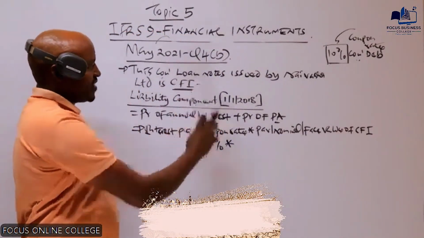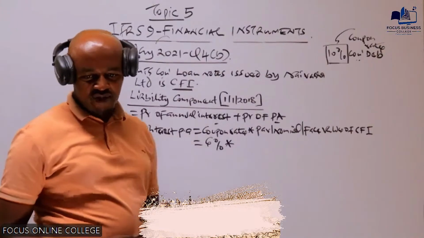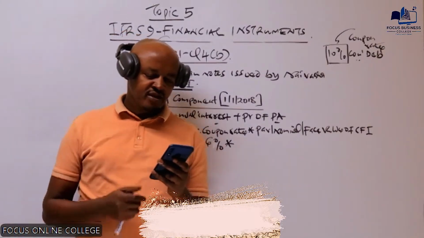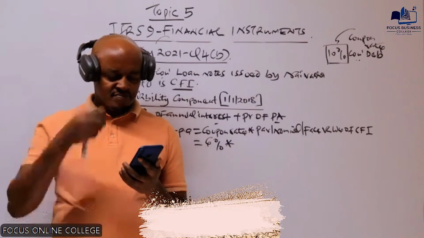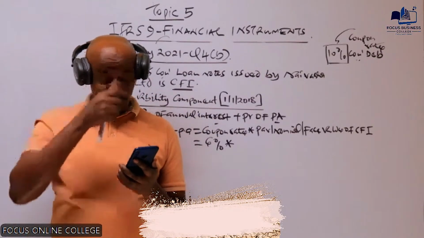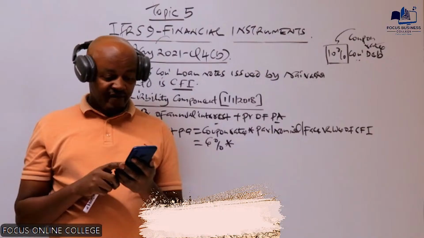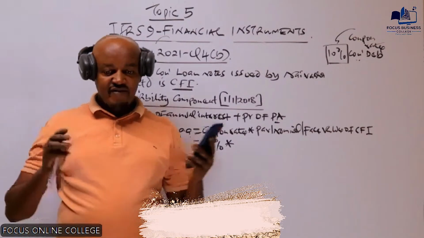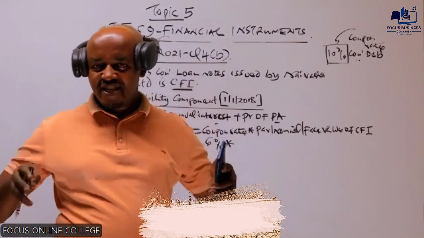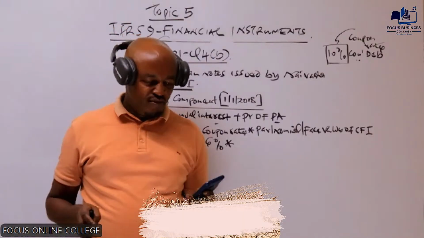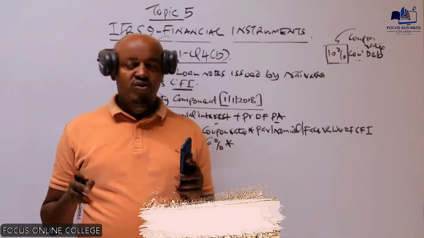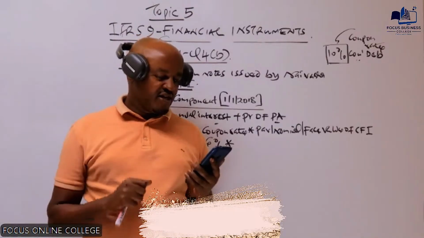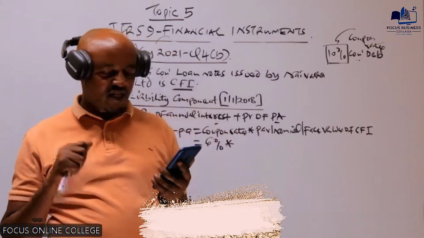So we multiply that with the par, nominal, or face value of the CFI. CFI are the convertible loan stock. Now that information is given in paragraph 1. Can we go back to paragraph 1? In paragraph 1, you're told Naivasha Limited issued 500 convertible loan stock. This is the number. And then you're told they were issued on 1st January 2018 at par.